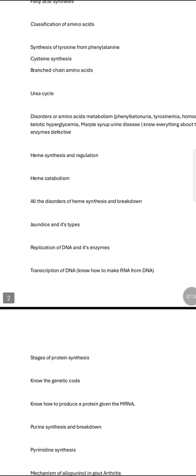Cysteine, synthesis of tyrosine from phenylalanine, and also the disorders that are associated with these particular pathways here. Okay. Branched chain amino acids and maple syrup urine disease. Okay. Supposed to know about that.